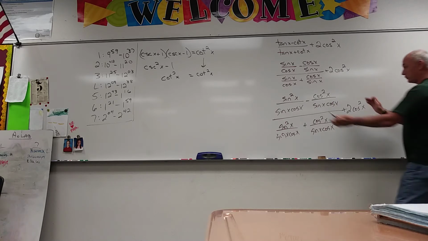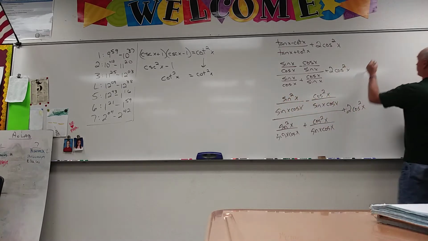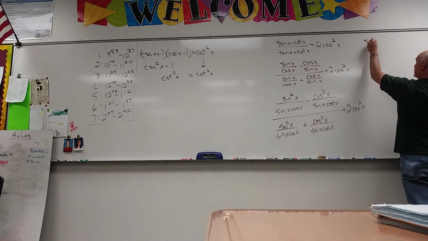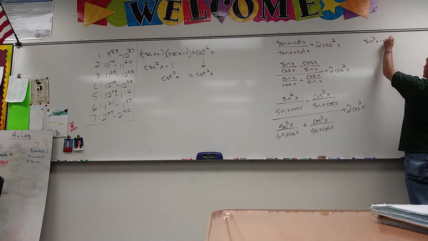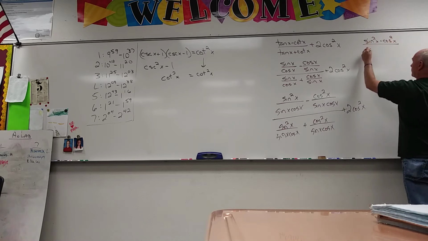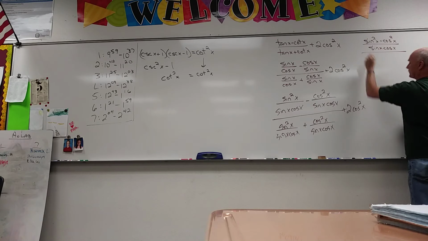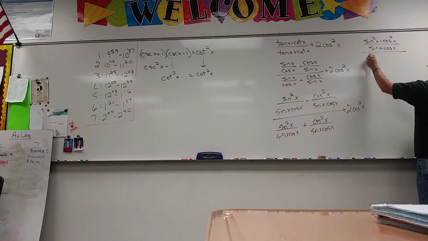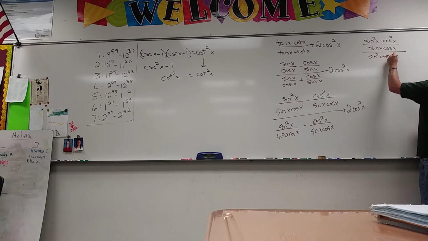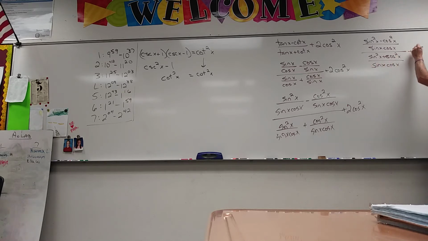Yes? Yeah. So in the top, we can smoosh, combine it into one fraction. So we can go sine squared of x minus cosine squared of x over sine of x cosine of x. Over the bottom, we can do the same thing: sine squared of x plus cosine squared of x over sine of x cosine of x, plus 2 cosine squared of x. Okay, any good news?